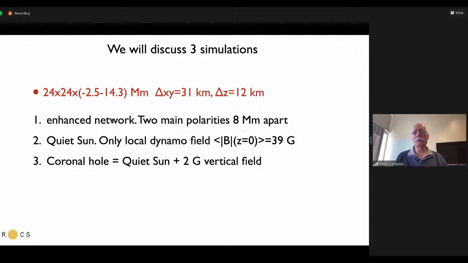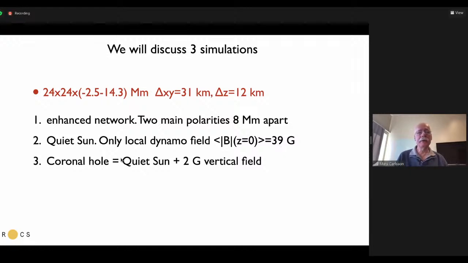One, where we put in 2 main polarities, opposite polarities, 8 megameters apart, but a balanced field. So the average signed field is 0. We have a quiet sun where we only have the small scale dynamo field and we don't have any imposed free parameter large scale field. And then the average unsigned field in the photosphere is 39 Gauss, which is on the low side, quite a bit lower than what we believe is true in the sun.